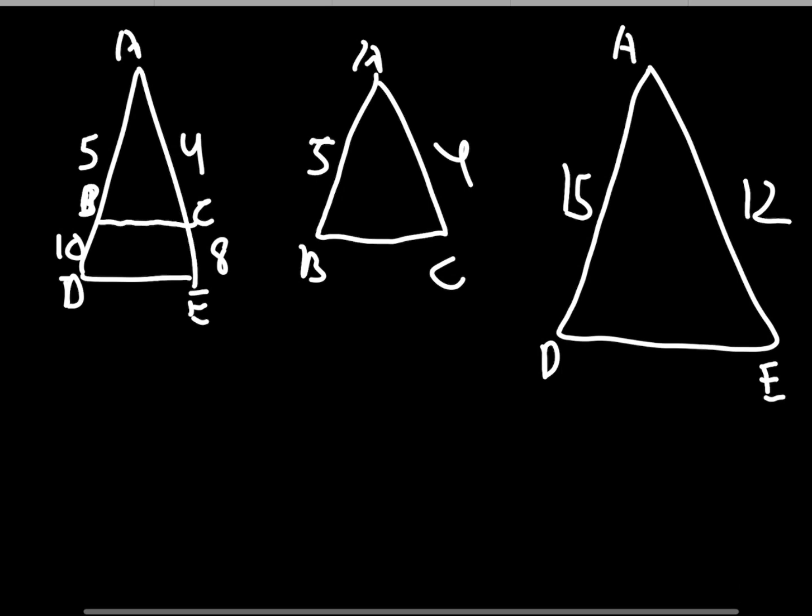These triangles share a common angle. You see, angle A is in both of these triangles, which means this angle has to be congruent to itself. And then you can use the SAS similarity theorem.